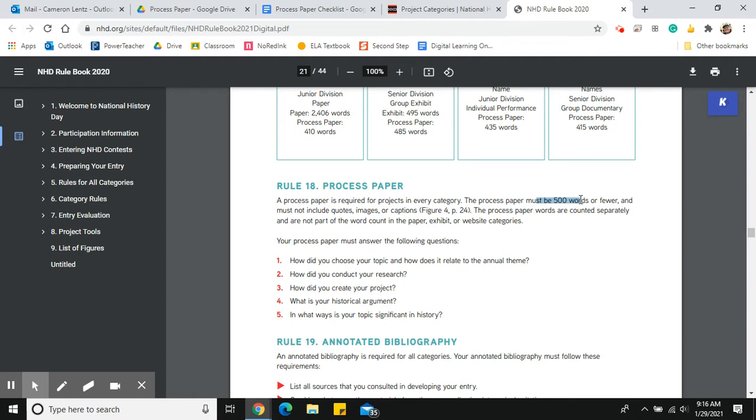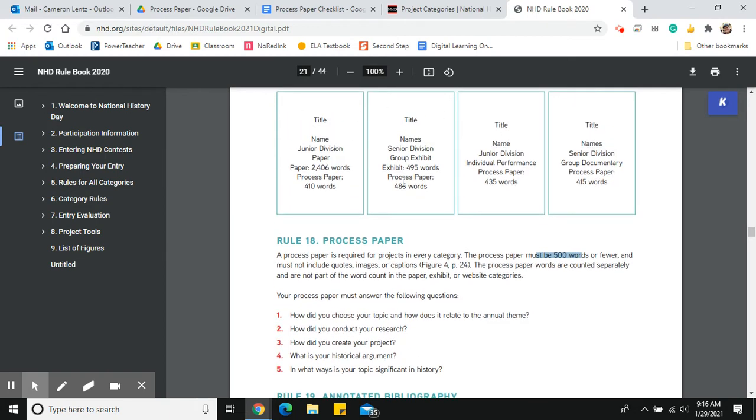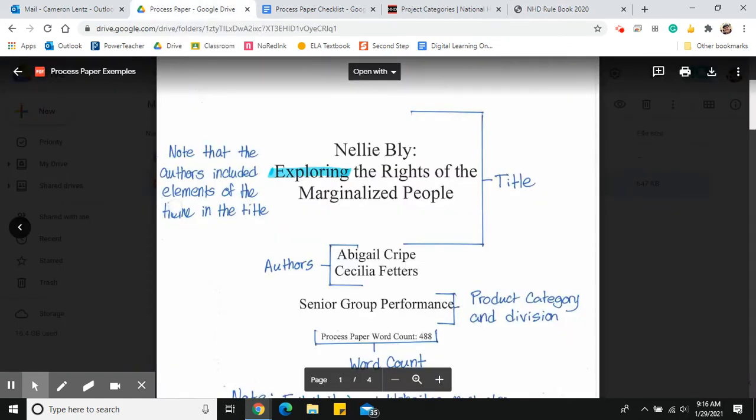So you have to do all of that in less than 500 words. And it's actually very easy. A 500 word paper is typically going to be about a page and a half long. And the title page does not count toward your 500. Okay, so let's look at a perfect example. This is a process paper that I stole from some students when I was judging a few years ago. I thought it was a perfect example of a process paper.